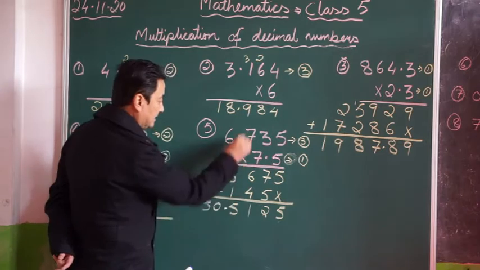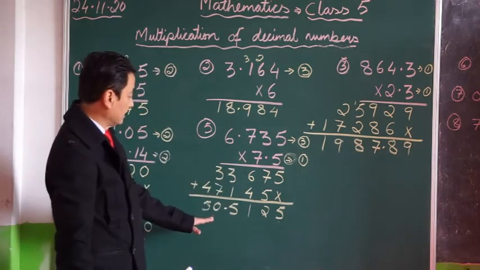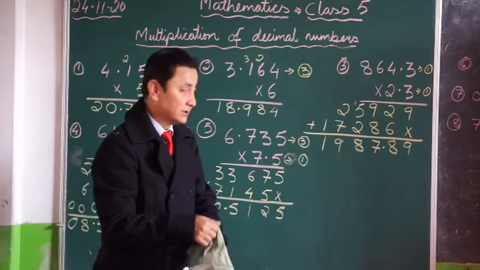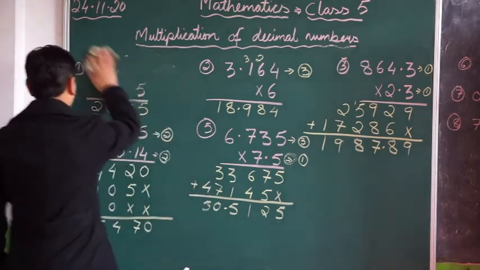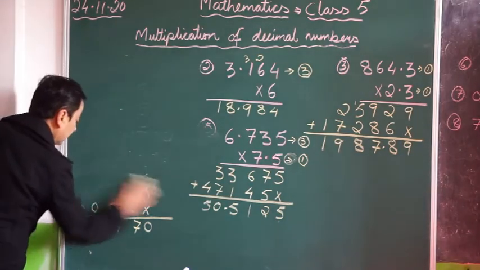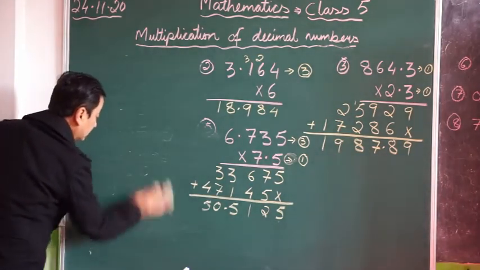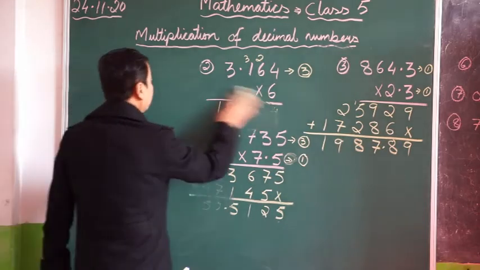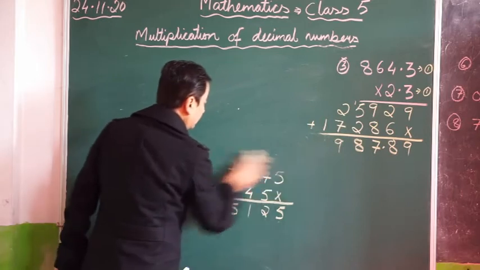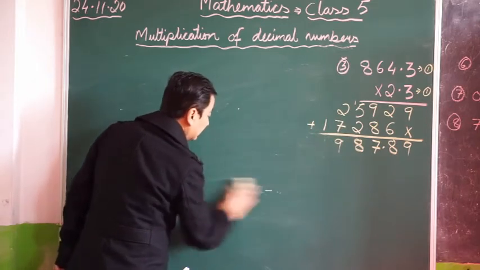So when you multiply these two numbers, you get 50.5123. Now let's do some more, okay? To have a better understanding of the sum. So when we do multiplication, it is the same as we have done before in the beginning of the year, when we multiply without having a decimal number.